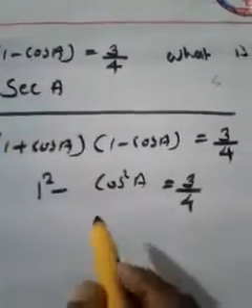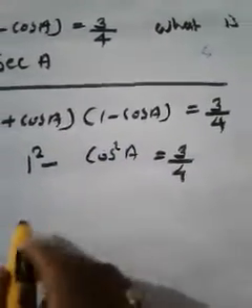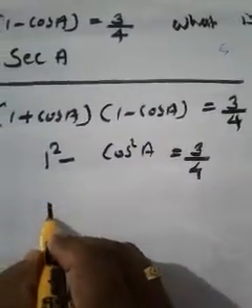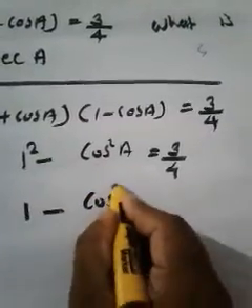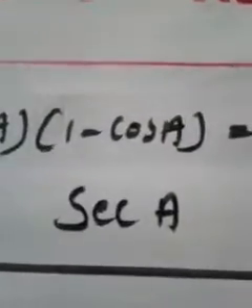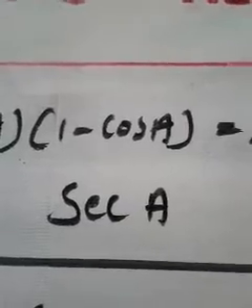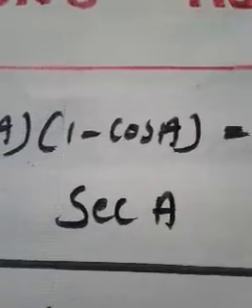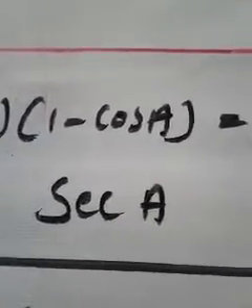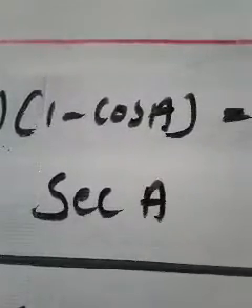That is the question. Since it came in the form (A plus B) into (A minus B), we can write A square minus B square. So it becomes 1 square, which is 1, minus cos square A is equal to 3 by 4. Now we have to calculate the value of cosec A. Once you get the value of cos A, just take the inverse, that will be sec A, isn't it?